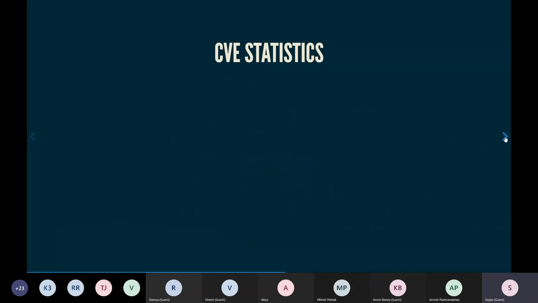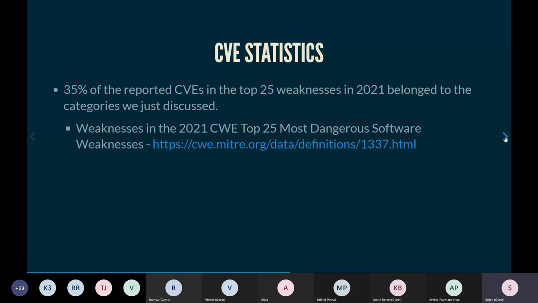Now, let's look at some of the CVE statistics. So CVEs are the vulnerabilities which have been found. There's a database maintained by NIST. And here, 35% of the reported vulnerabilities last year, and this is 35% of the top 25, right? In 2021, belonged to these just four categories we discussed, right?